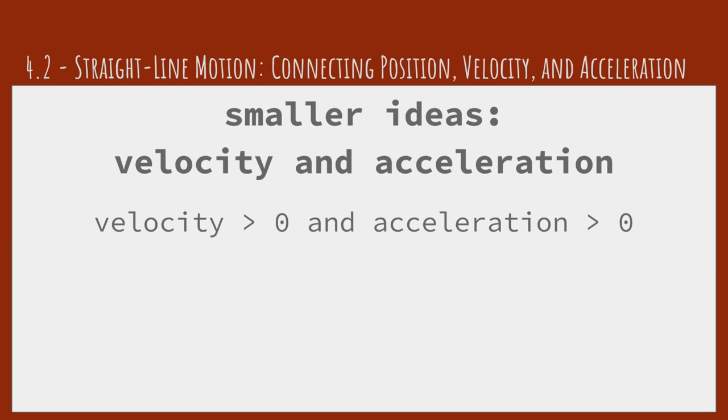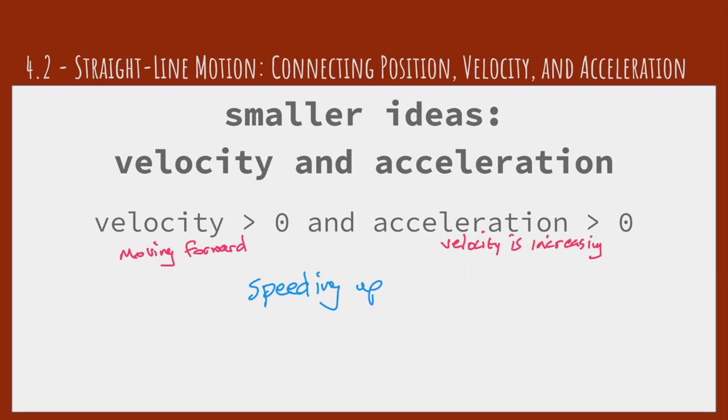So let's look at some specific examples. If the velocity is positive, that means we're moving forward. And if the acceleration is positive, that means the velocity is increasing. So those two together, if we're moving forward and the velocity is increasing, that means that we're speeding up in a forward direction.